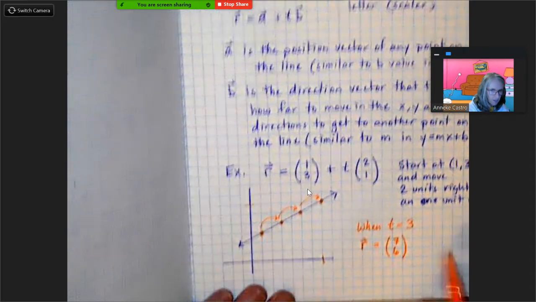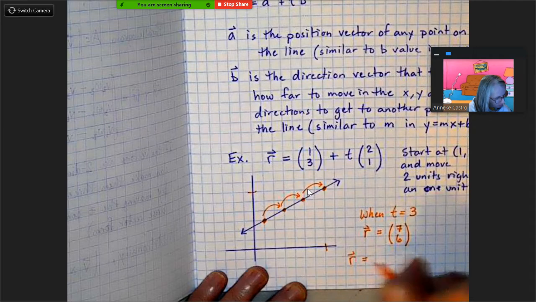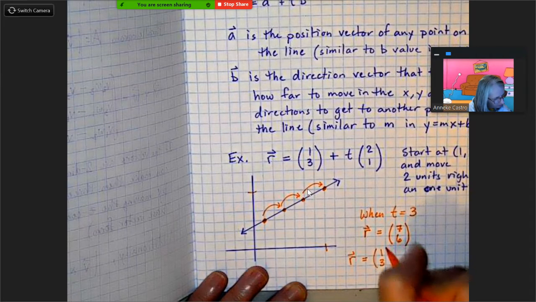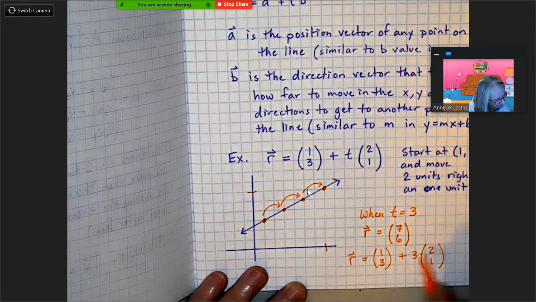Okay, so we could have done that algebraically as well. We could have said, okay, r is going to be equal to 1, 3, plus, I said t was 3, times the vector 2, 1. And so you can see I can do 1 plus 3 times 2. 3 times 2 is 6, 6 plus 1 is 7. And 3 plus 3 times 1, well, 3 times 1 is 3, 3 plus 3 is 6. So there it is.